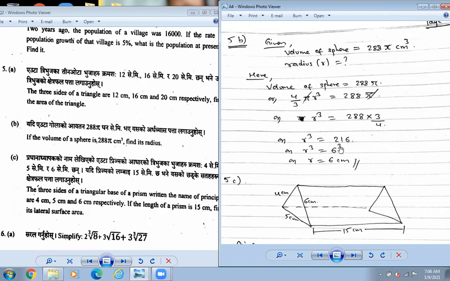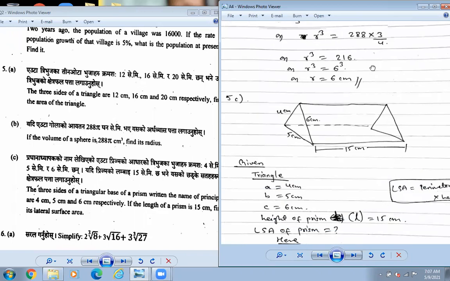Okay, let me show you, because 6 cube is 216. Hope you know how to use the calculator. So the cubes are there, so let us cancel this cube and cube. So what is the value of radius? So radius is going to be 6 centimeter. Okay, so hopefully this answer was right for you too.